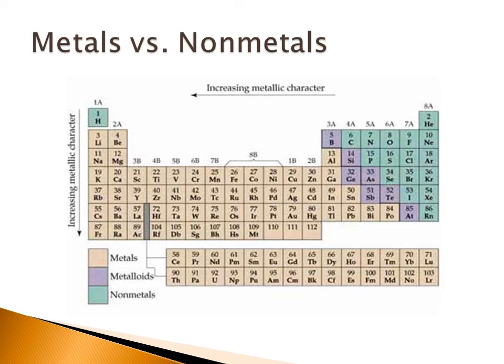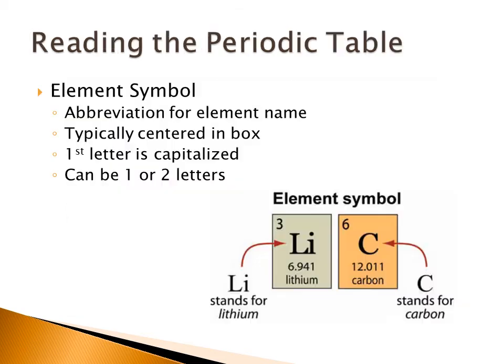Okay, and as you can tell, everything to the left and below those semi-metals are metals, except for element number 1, which is hydrogen. And we'll talk later about why hydrogen is placed on the periodic table where it is, but it is a non-metal even though it's on the left side. And then, of course, everything to the right of your semi-metals or metalloids are called non-metals.